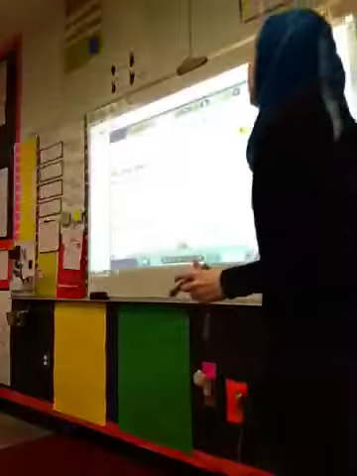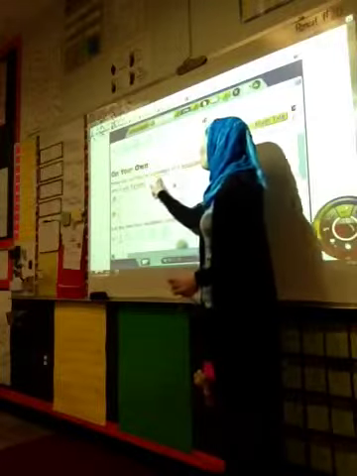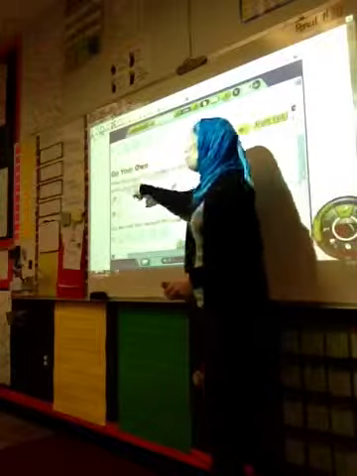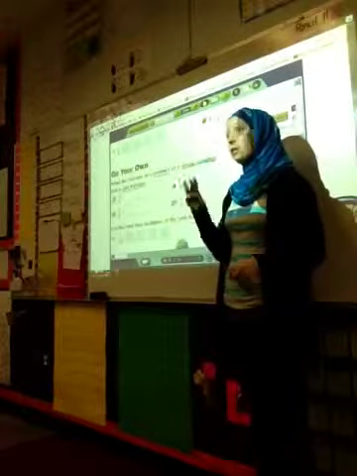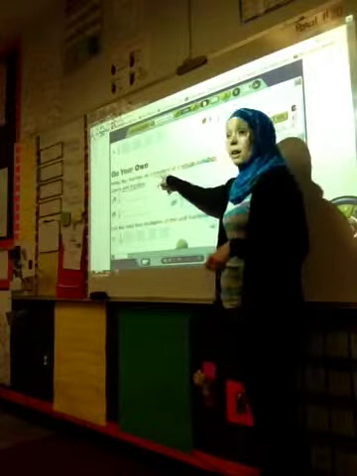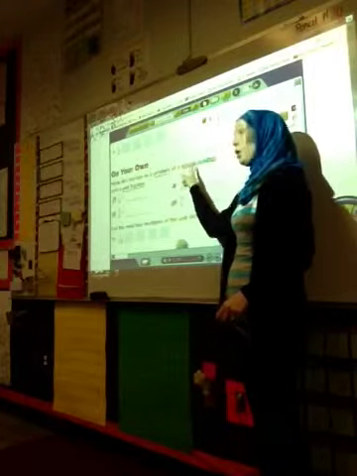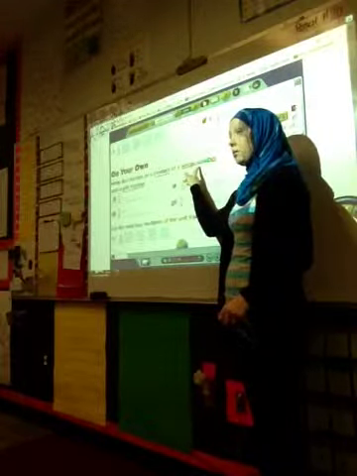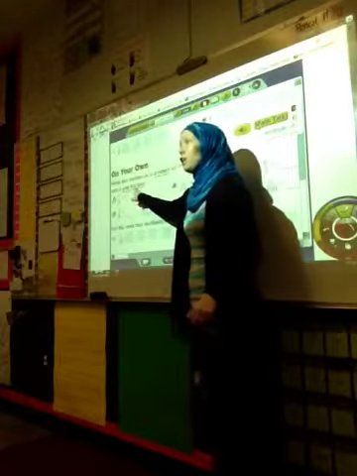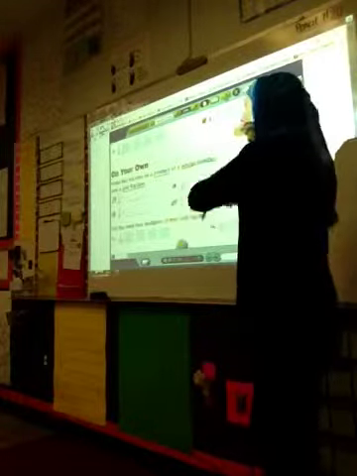So the directions say, write the fraction as a product of a whole number and a unit fraction. So your answer should have three things. It should be a product, which means it should have a multiplication symbol. It should have a whole number. And it should have a unit fraction, 1 over something.